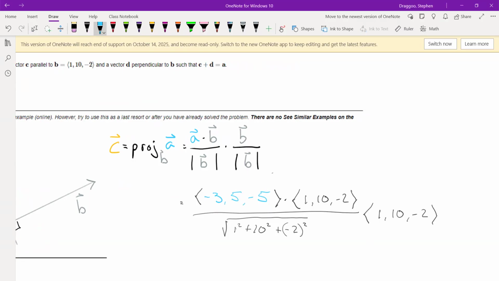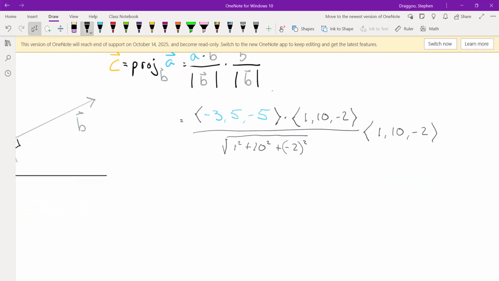So all I've got to do now is resolve some of this math, which I don't think is going to look too bad in the end. -3 times 1 is -3 plus this will be 50 plus 10. If I just do my dot product right across the top, divide that thing by 1 plus 100 plus 4. And still multiply that into our b vector, 1, 10, -2.